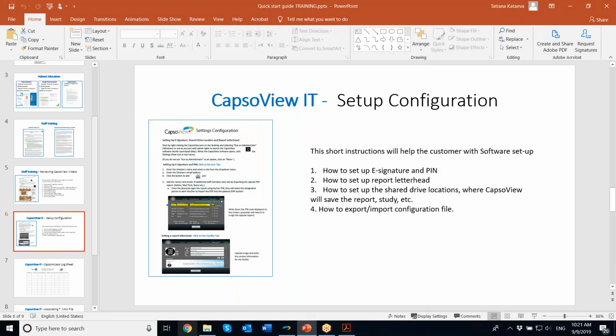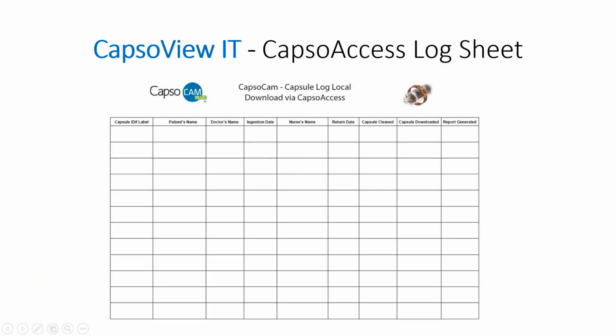Okay, let's move forward. And this is the Capso access log sheet we have. This is a pretty simple table dedicated to tracking all the procedures with CapsoCam. Basically, it has several columns that need to be filled up, like capsule ID, patient name, doctor's name, ingestion name, everything. Return date, capsule cleaned, capsule download, report generated. This is a very simple log that we also printed out and put in the binder to help track all of the procedures with the capsule, and then it's easy to come back to. So here, the sticker with the serial number will be stuck here.